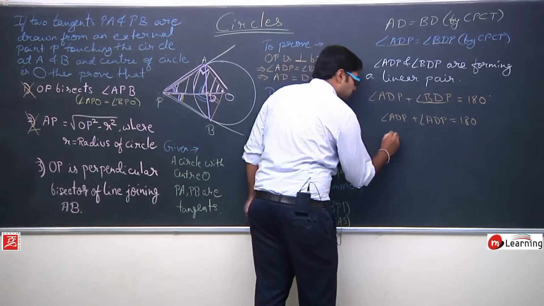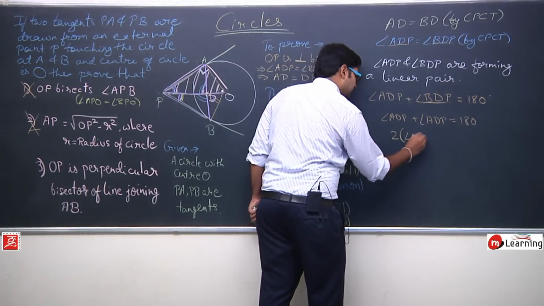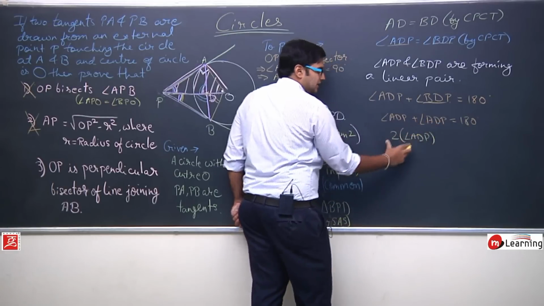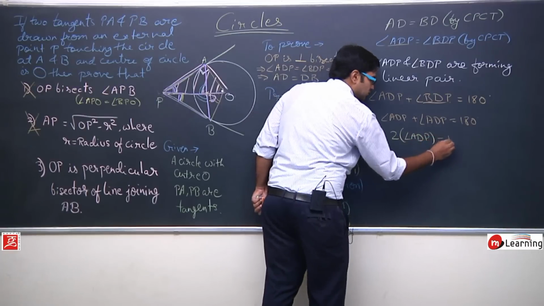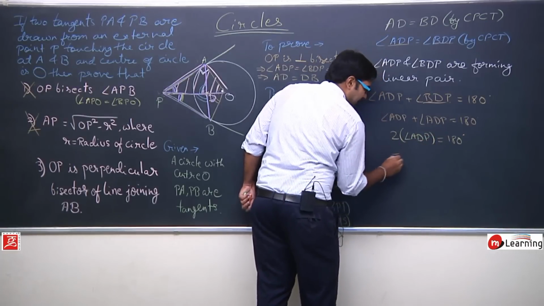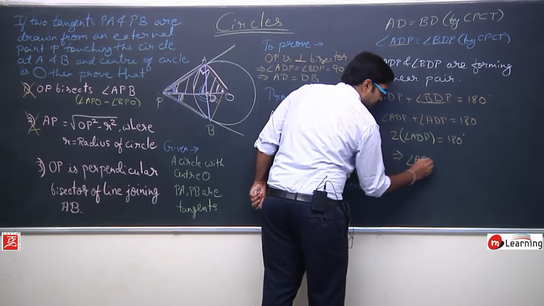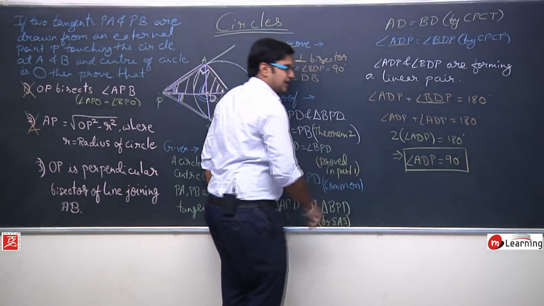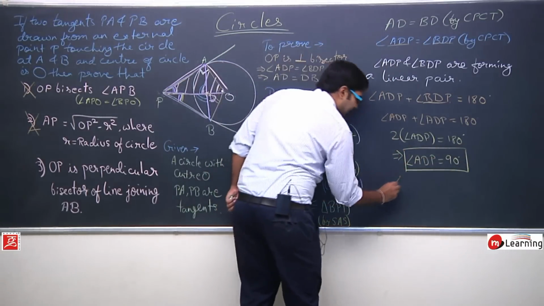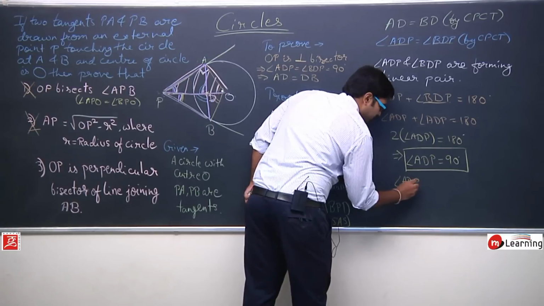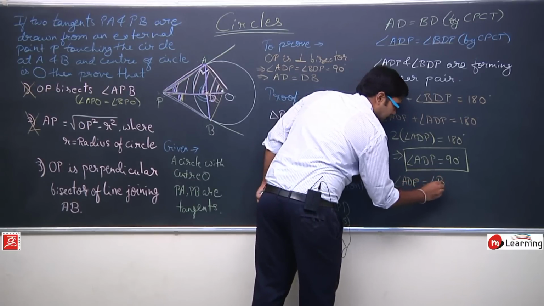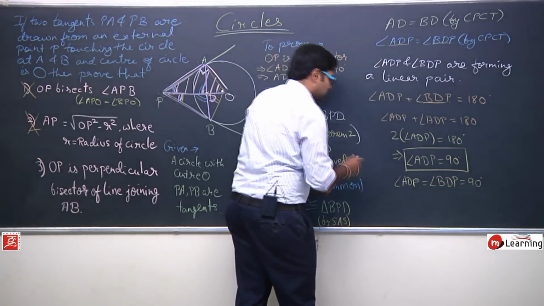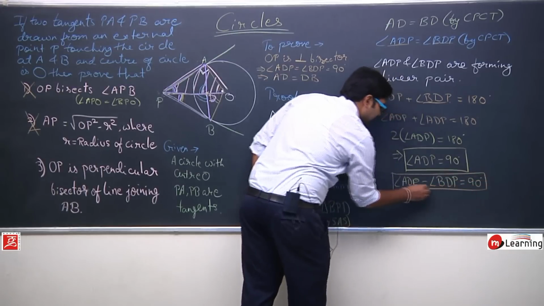So this is 2 times of angle ADP. Okay, x plus x is 2x, so angle ADP plus angle ADP is 2 times of angle ADP is equals to 180 degrees, which implies angle ADP is equals to 90 degree. Now since angle ADP is 90 degree, I can say angle ADP is equals to angle BDP is equals to 90 degrees. So these two angles are 90 degrees.